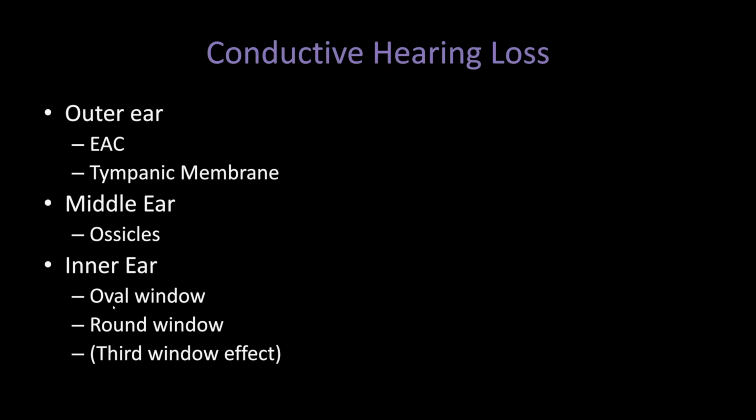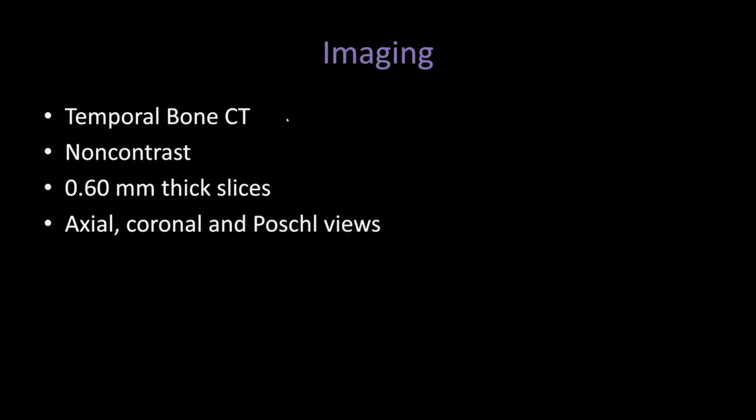So abnormalities, again, of the outer ear and middle ear can result in conductive hearing loss, but also abnormalities of the oval window and round window, which are part of the inner ear, can also cause conductive hearing loss, as well as things like semicircular canal dehiscence through the third window effect, which I'll go over at the end.